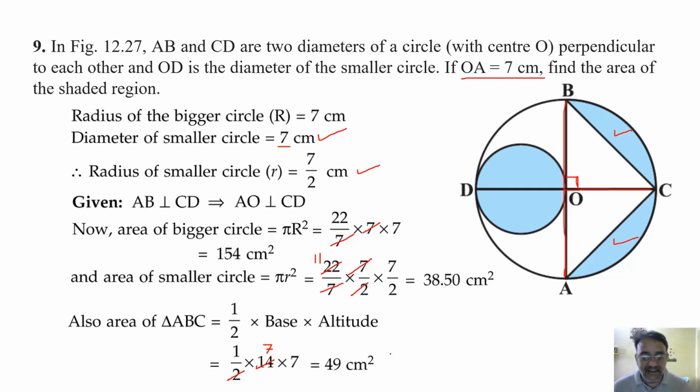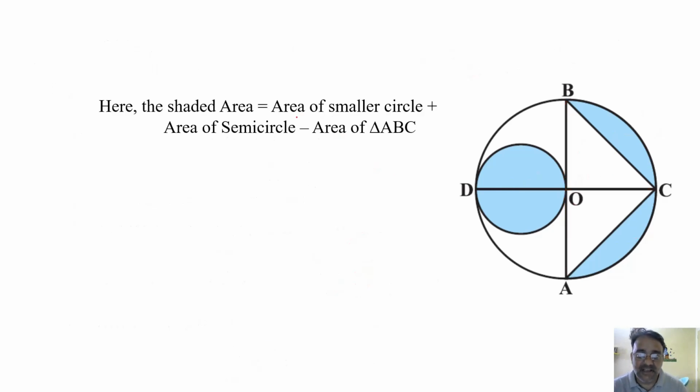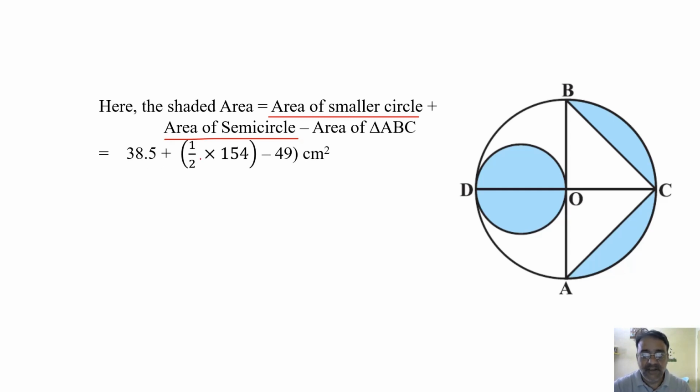Now area of shaded region. Area of shaded region will be equals to area of smaller circle and area of semicircle minus area of triangle ABC. This I have already told you. Smaller circle area is 38.5 and semicircle area half of 154 and area of triangle ABC is 49. We'll substitute all the values. So ये हम लोग को 77 मिलेगा यहाँ पर. 77 minus 49, 28 plus 38.5, 66.5 we'll get. So this is the final answer. Any doubt?